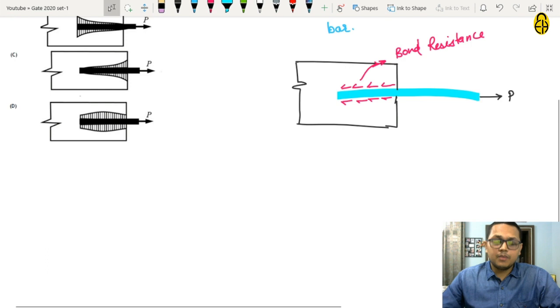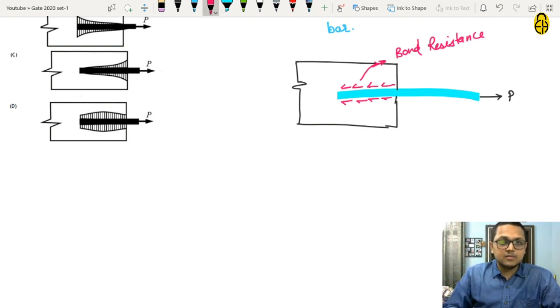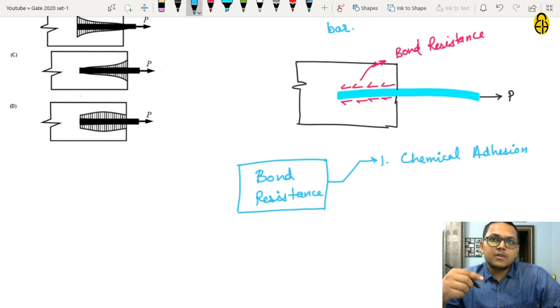Now, what is this bond resistance? Where does this bond resistance come from? This bond resistance comes from three factors. First is chemical adhesion. During the hydration of concrete, gum-like components are formed, which provide the adhesion between the reinforcing steel and the concrete, which contributes to bond resistance.